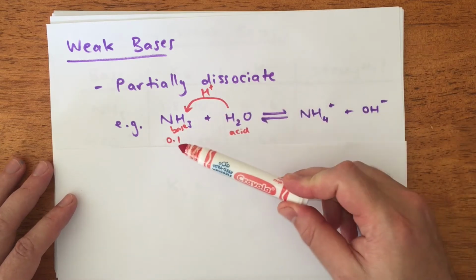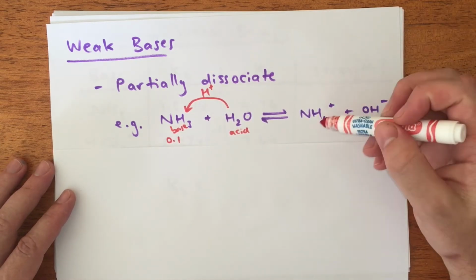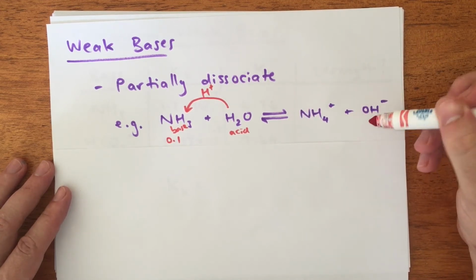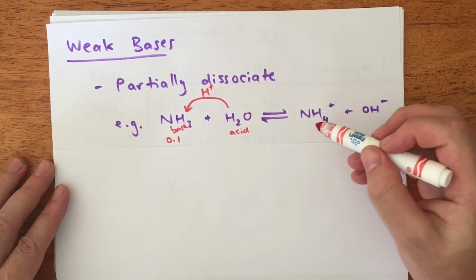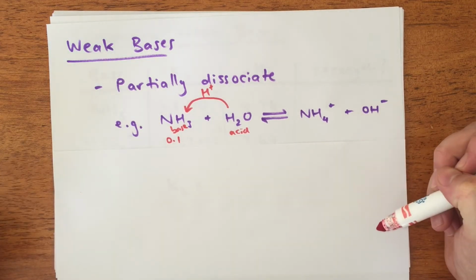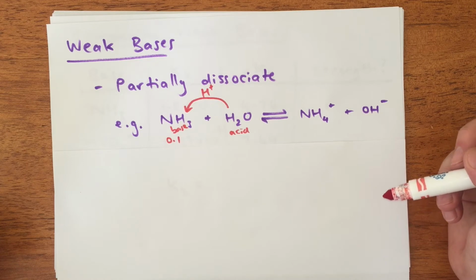If I had 0.1 mole of my NH3 base, I don't know how many mole of NH4+ I would get, or OH-, because it's not fully dissociating like the strong bases. So I cannot come up with a concentration of OH- and go on to work out the pH as simply as I do for a strong base. There's going to be more steps involved.